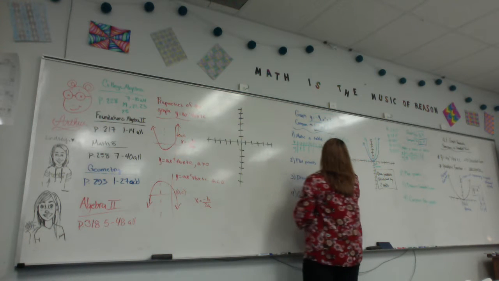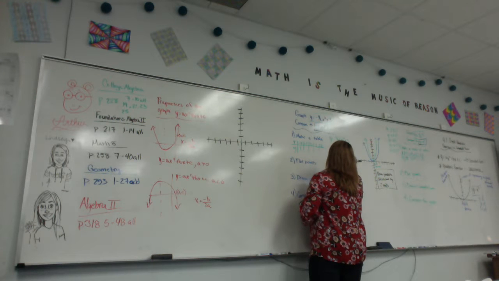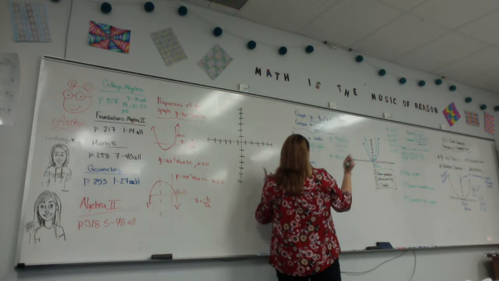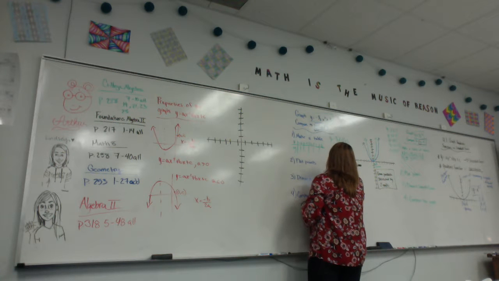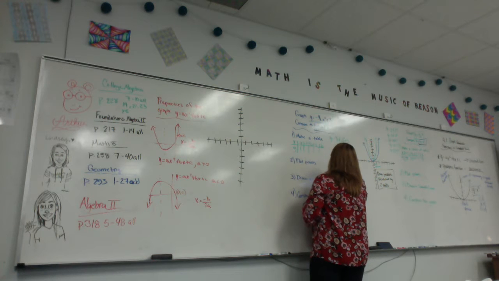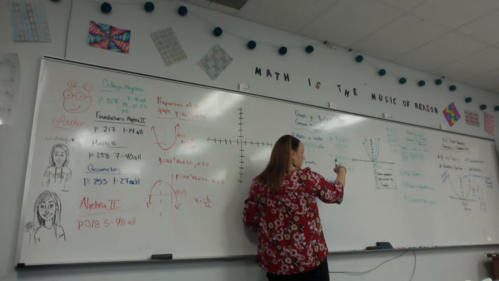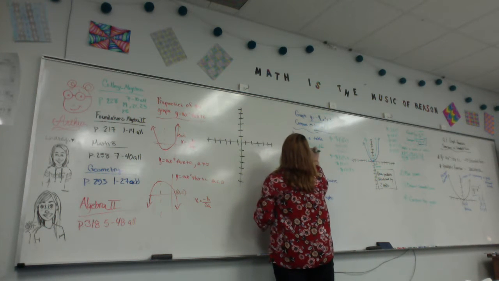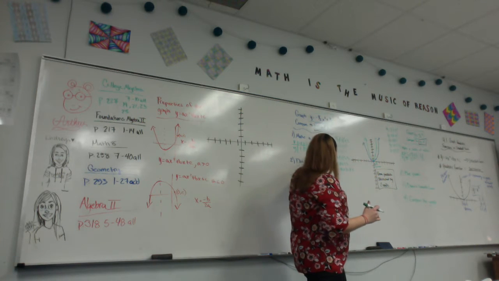Now let's plug in a -1. Y equals -1/2 times -1 squared plus 3. -1 squared is 1. 1 times -1/2 is -1/2. Then -1/2 plus 3 is 2.5. And you can put it in decimal form if you want. 2.5.